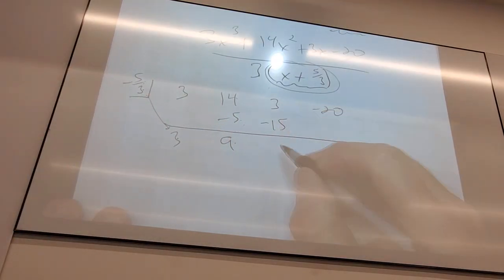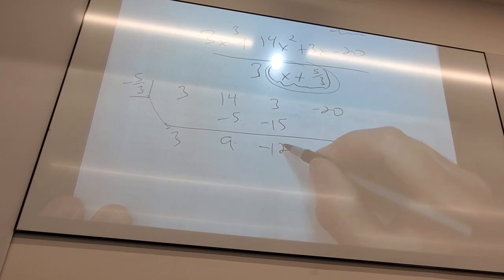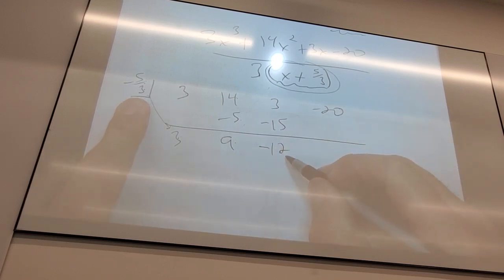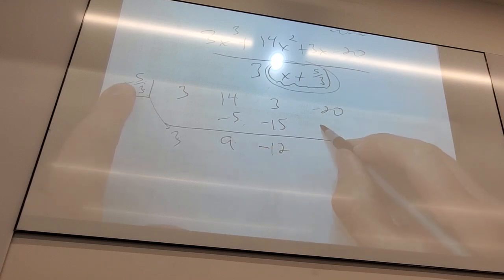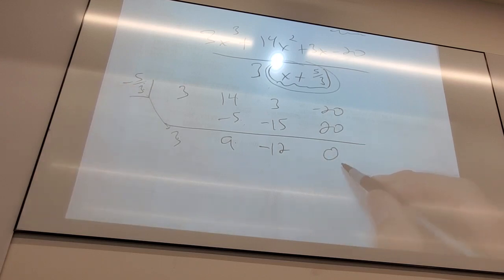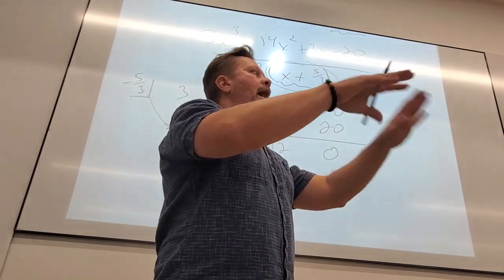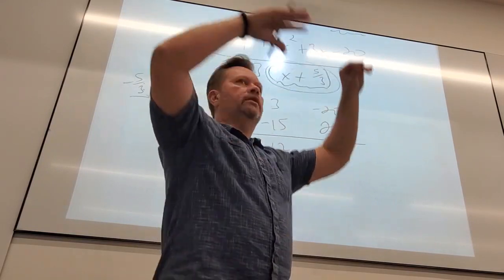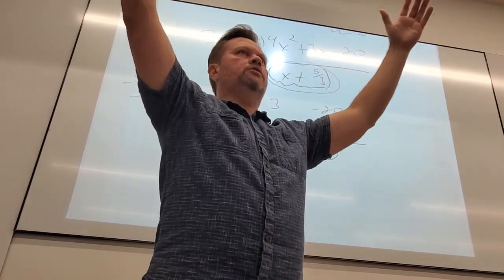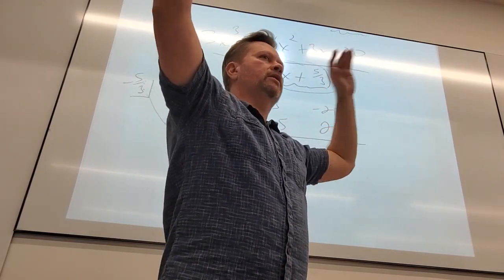What's 3 minus 15? Negative 12. Divide that by 3, negative 4, times negative 5, 20. 20, 0. Why is that cool? Why do you love seeing a 0 there? It divides evenly. So what did we actually just do with the original polynomial? We factored it.